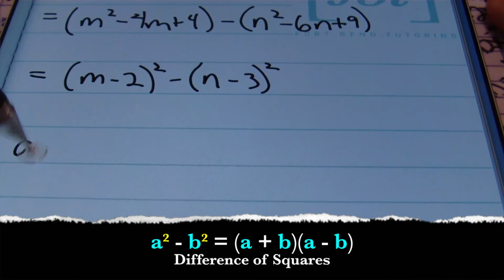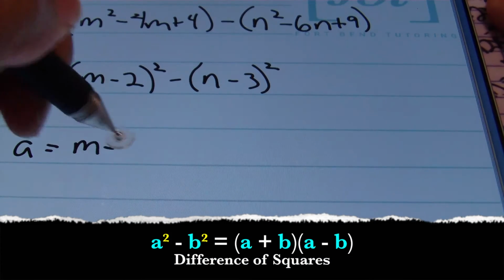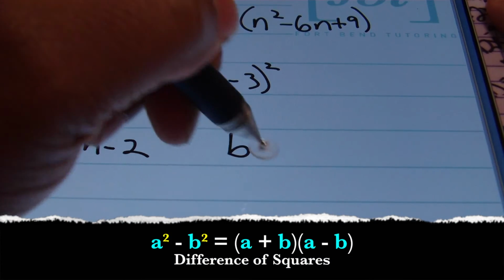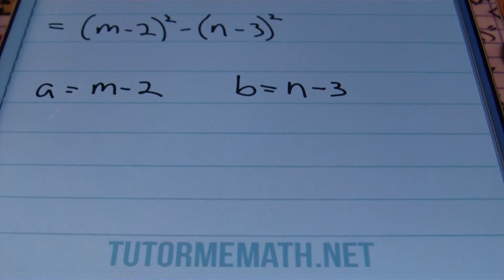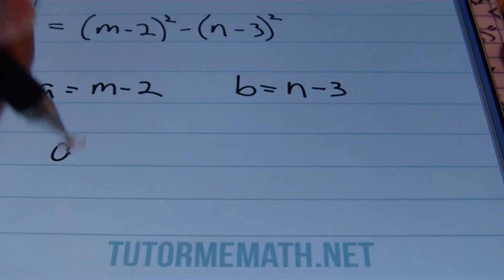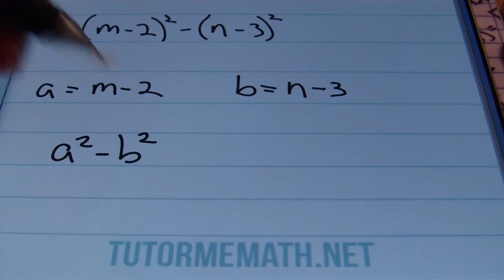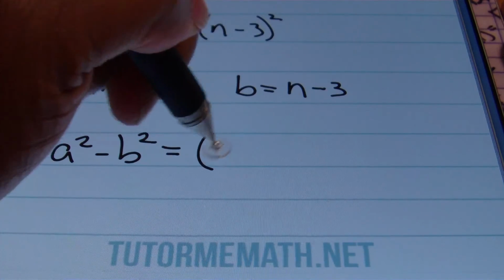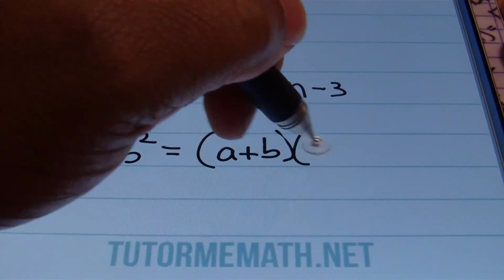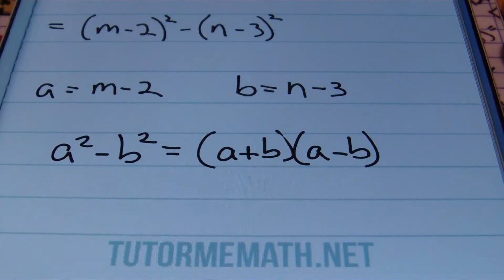So I'll show that a is going to be equivalent to m minus 2, and I'll assign b to be equivalent to n minus 3. That allows us to rewrite this expression as a squared minus b squared. And then the factoring pattern for that difference of two squares will be (a plus b) times (a minus b). All right, so now that you have it completely factored out, go ahead and replace that a with m minus 2 and your b with n minus 3.